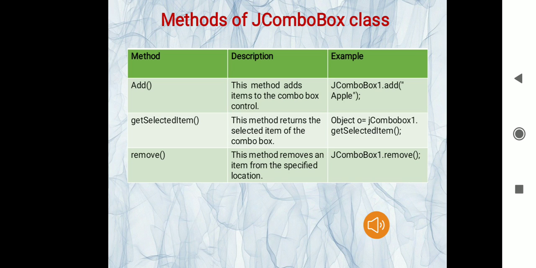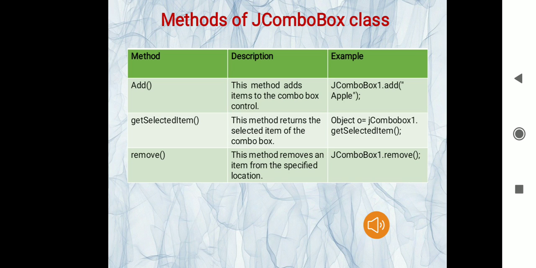The next method used by the JComboBox class is getSelectedItem. If you want to know which item in the combo box list has been selected, use getSelectedItem. This method will return the selected item of the combo box. Now all the items which are stored in the JComboBox list are actually the objects or the elements of the JComboBox class. So the return type of this getSelectedItem method is object.